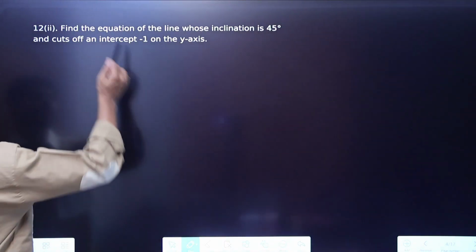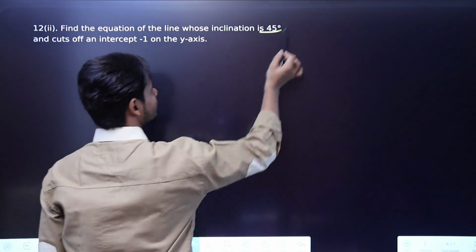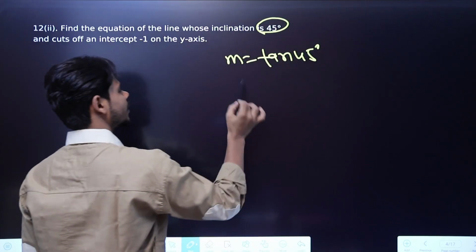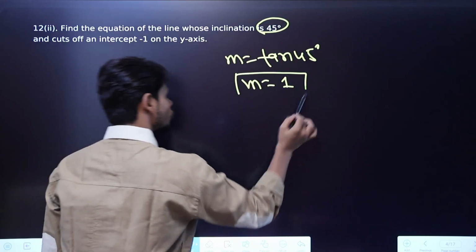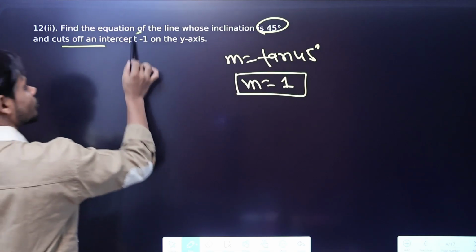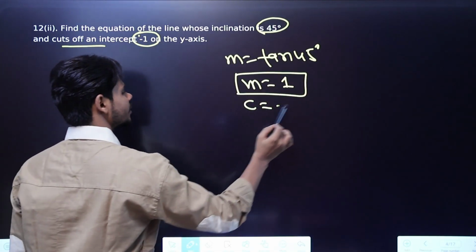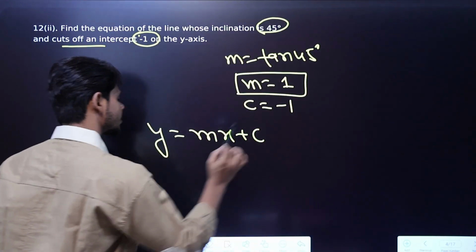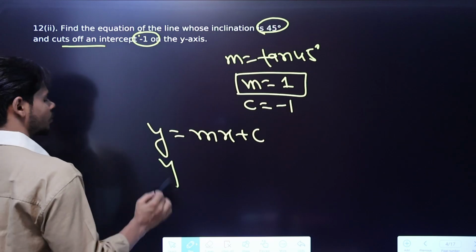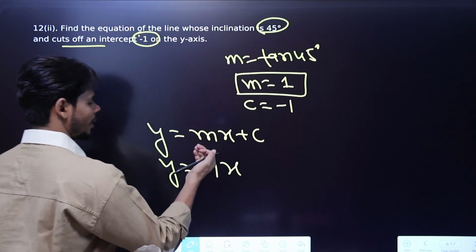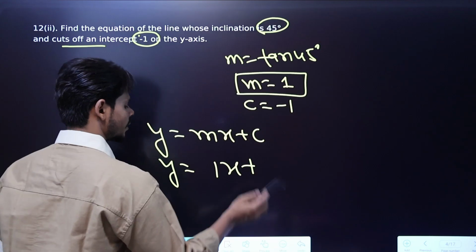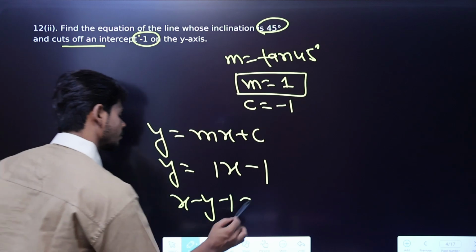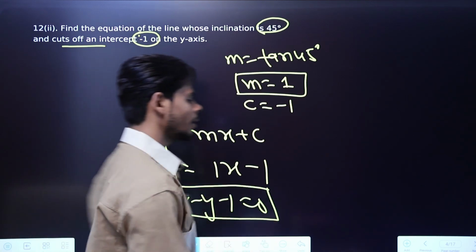Next, find the equation of the line whose inclination is 45 degrees. It means you are given tan theta, which is tan 45 degrees, which is nothing but 1. So this is your slope. Next, it cuts off intercept minus 1 on the y-axis. It means we are given c as minus 1. Again the same thing we need to do. Y is equal to mx plus c. Y as it is, m is 1, sorry, plus c is minus 1. So it is minus 1. It can be written as x minus y minus 1 equal to 0. This is your final answer.